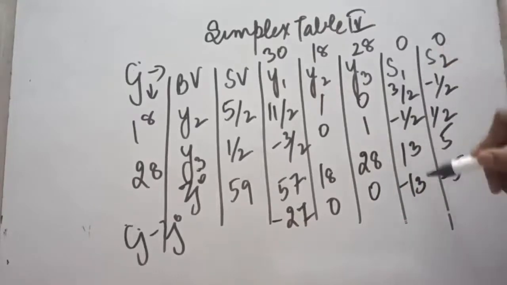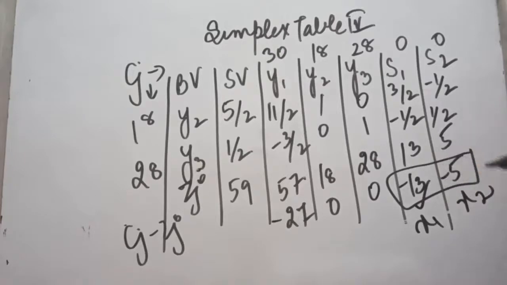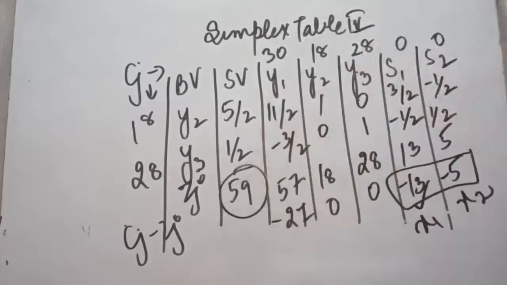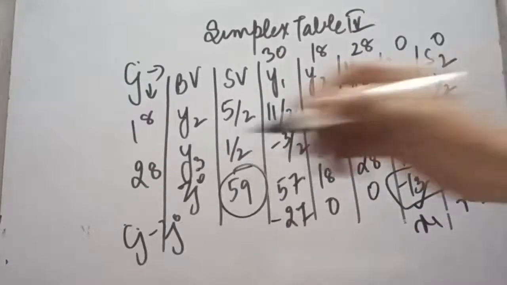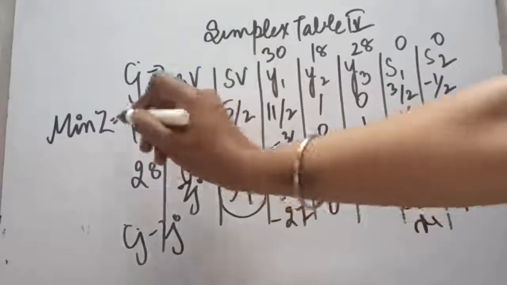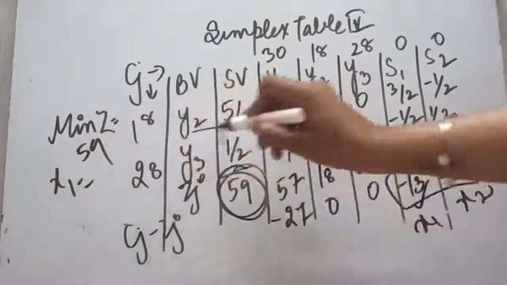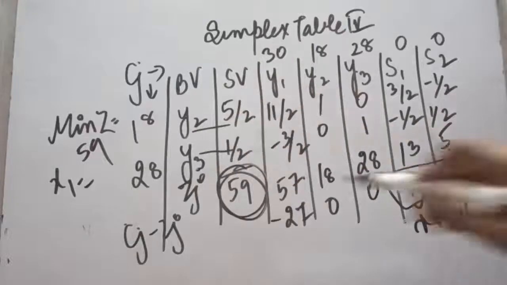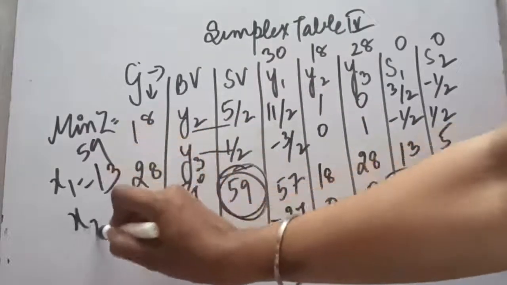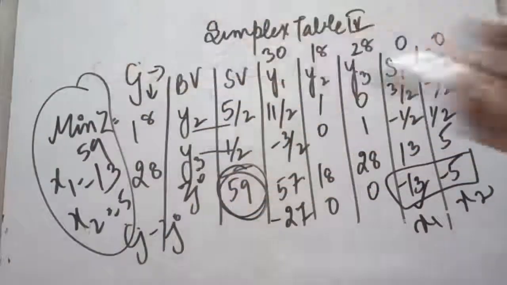The answer will be in your slack variable row. This will be the answer of x1, this will be the answer of x2, and you will have to ignore these negative signs. But the objective function will give you the correct answer. So we will write our answer in the form of minimize z, the original question. So minimize z is 59, this only, and x1 and x2. These are the answers of the y's, we will not take those. x1 is 13 and x2 is 5. Just ignore their negative signs and write down the answer like this.